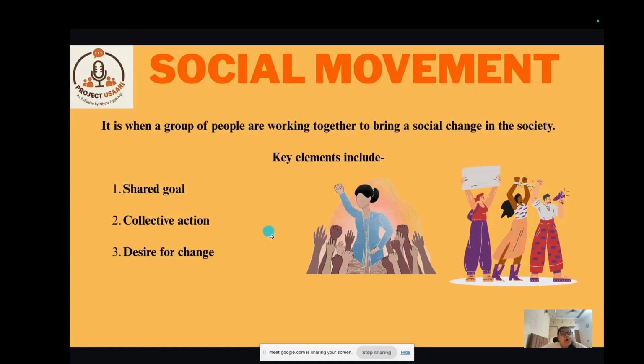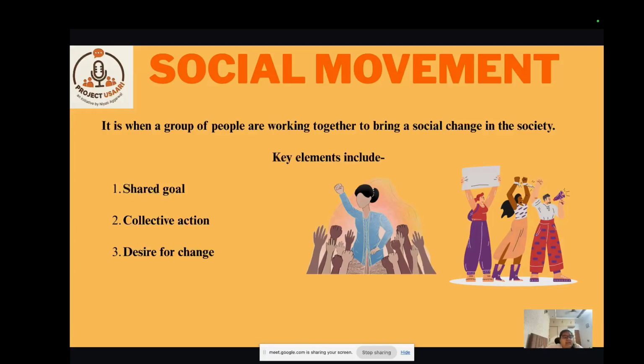So shared goal, these are like common incentives. As I was saying, giving the example of a student council, all of these candidates are going to have different incentives or goals to enter the student council. Again, it is very common in social movements as well, where people who come into a social movement have the same kind of goals that they want to carry forward.